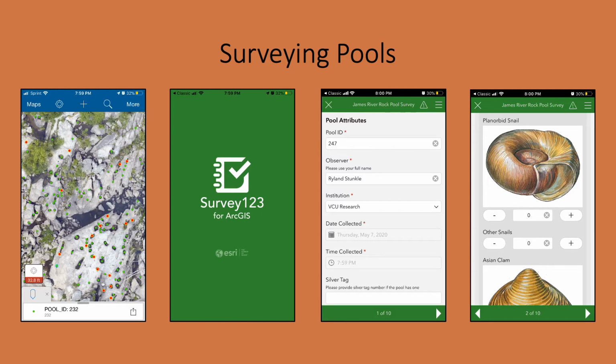Because we have mapped the coordinates of each pool in our system, we've taken advantage of Esri's Collector and Survey123 mobile applications. These applications were developed with our collaborators at the University of Richmond and make it easy for us to locate and survey specific pools in the field. Data from these surveys are uploaded to our database, which houses a dataset we've curated since 2009.